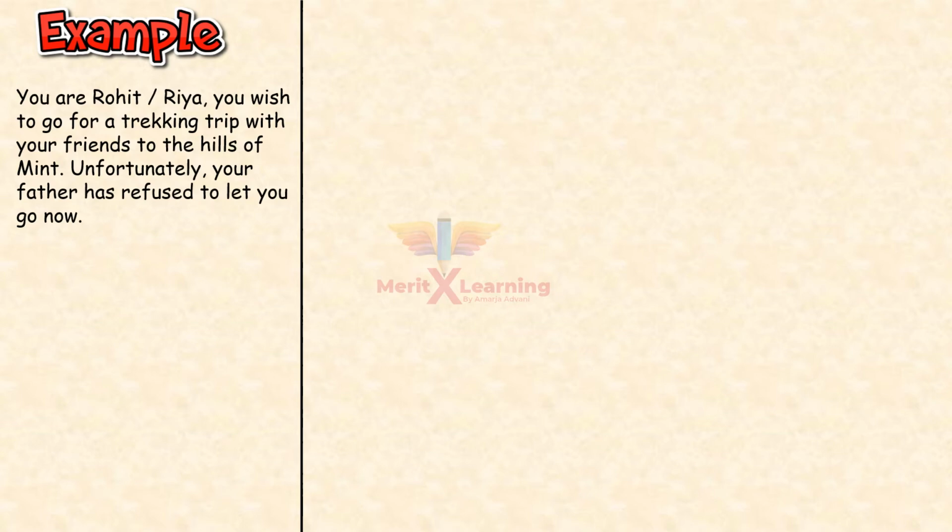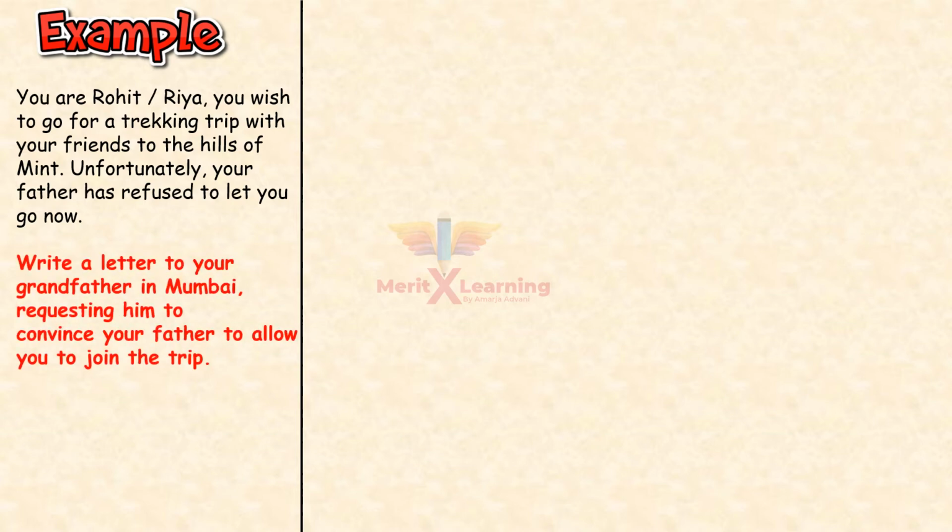Unfortunately, your father has refused to let you go now. Now, write a letter to your grandfather in Mumbai requesting him to convince your father to allow you to join the trip. Okay, so you are Rohit or Riya. You want to go for a trekking trip, but your father is not allowing you to go. You need to write a letter to your grandfather who is in Mumbai, asking him to convince your father to allow you to join the trip.